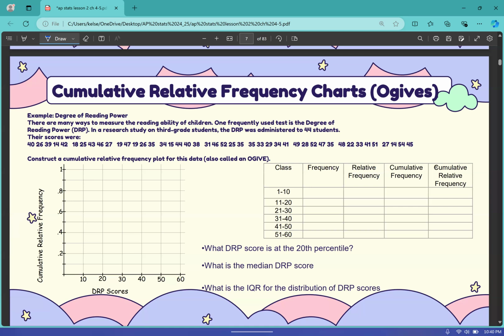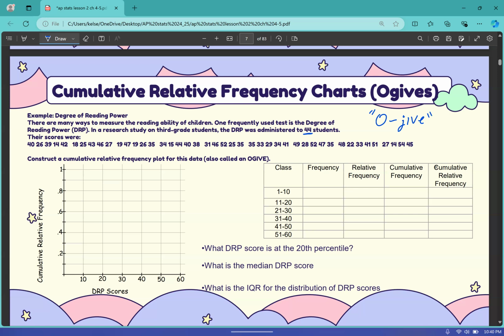There are many ways to measure the reading ability of children. One frequently used test is the degree of reading power. In a research study on third grade students, the DRP was administered to 44 students. So keep that in mind, 44 students. And then they give us their scores here, okay? We need to construct a cumulative relative frequency plot, also called an ogive. I know it looks like "oh-give," but it is pronounced ogive, okay?